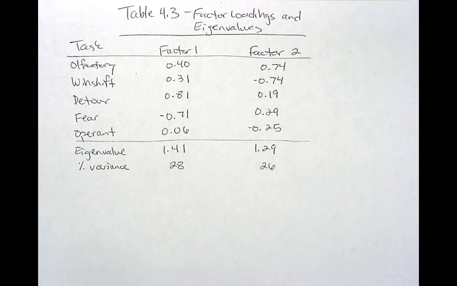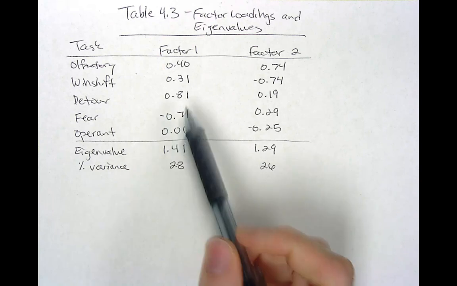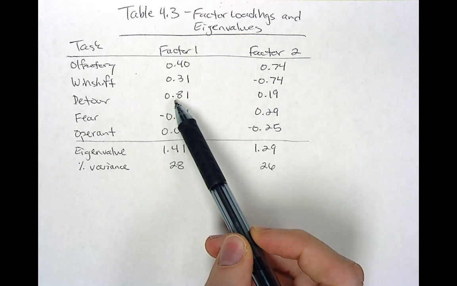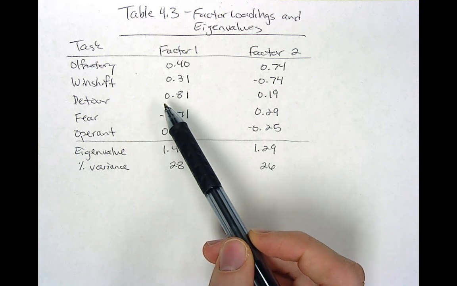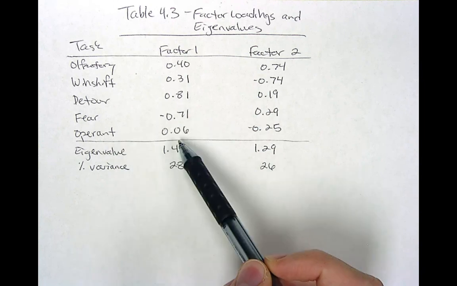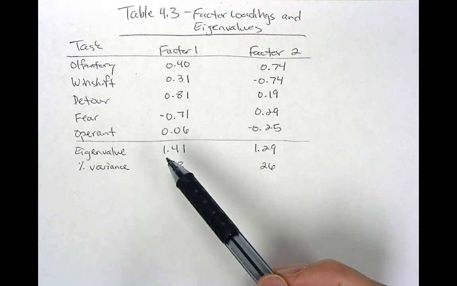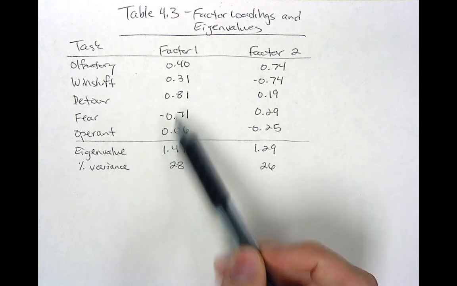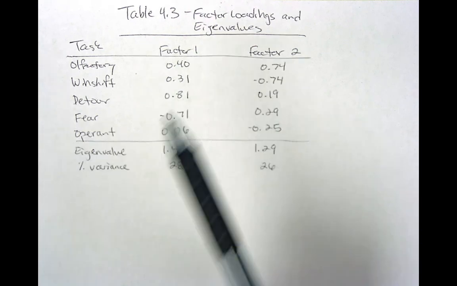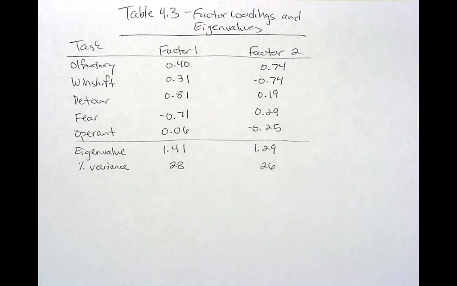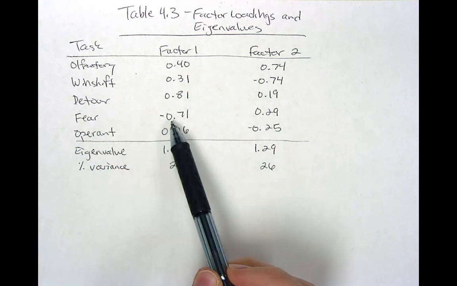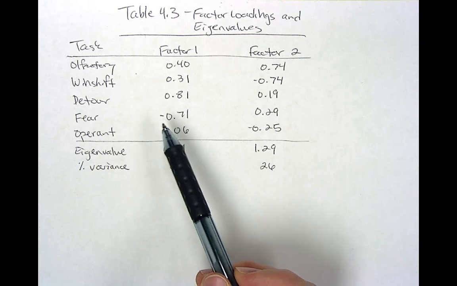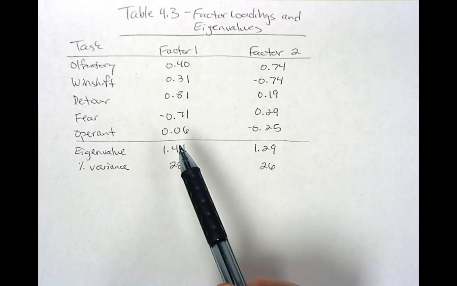Now, as you look, the largest factor loading for factor 1 is right here under detour, the value of 0.81. The smallest loading is for operant at 0.06. A small loading indicates that the variable is not very related to the factor in question. So operant is not very related to factor 1, whatever this is. The largest negative loading for factor 1 is fear, with negative 0.71 as its value, indicating that the fear task is quite related to this first factor, but with an inverse relationship.